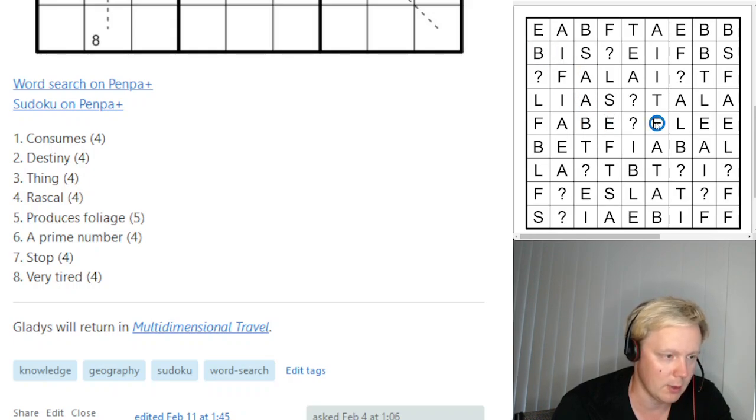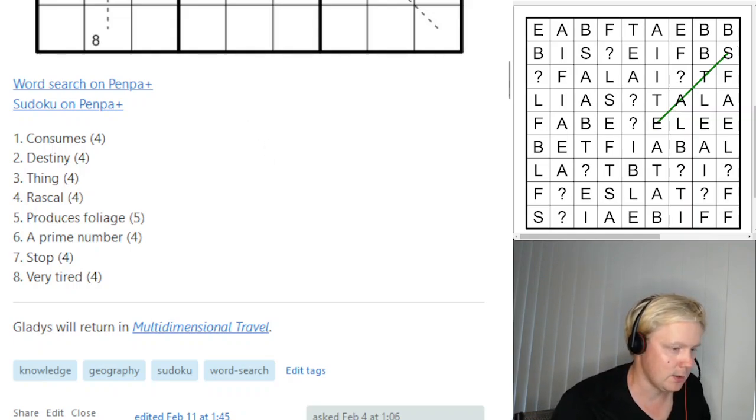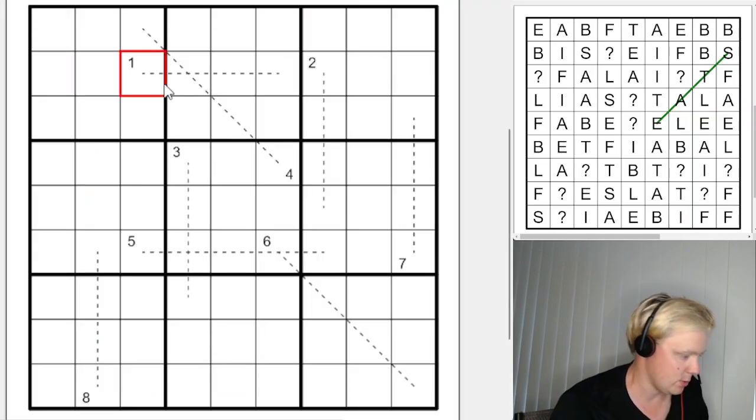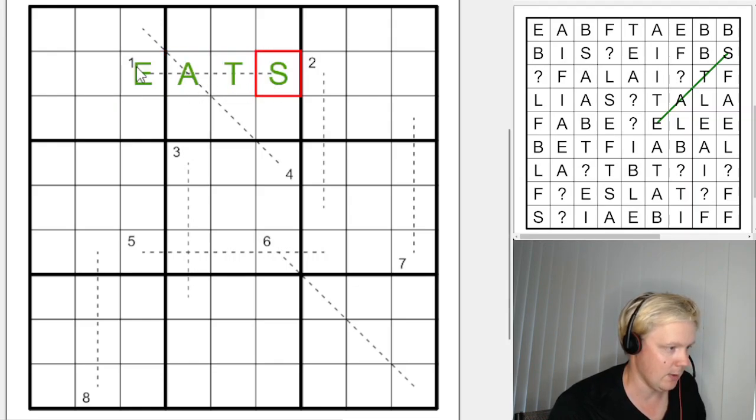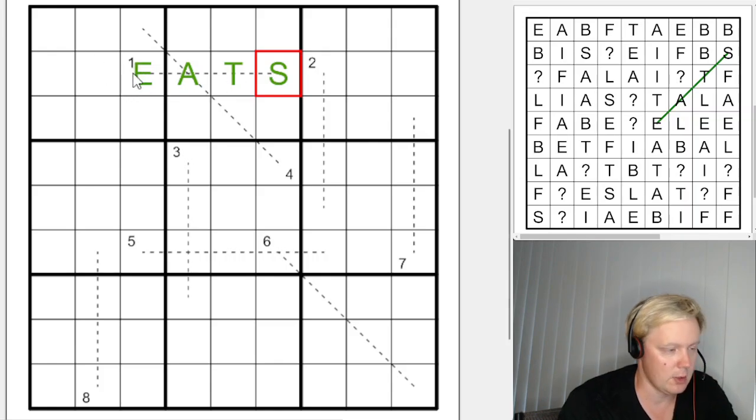Oh, okay, we looked at this direction, but we didn't look there. So EATS, this is it. Eats is found there. And we can insert that as number 1. So in the Sudoku grid, we can put EATS here, and this is in this direction because number 1 is here.